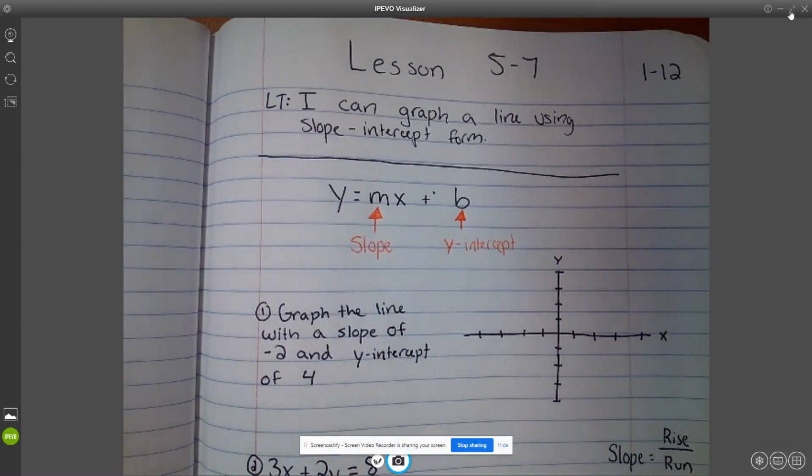Hey there, algebra. We got lesson 5-7. Going to be doing problems 1 through 12. Our learning target is I can graph a line using slope-intercept form.